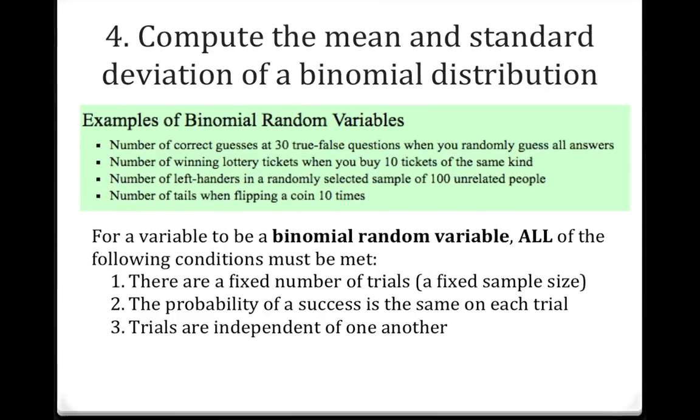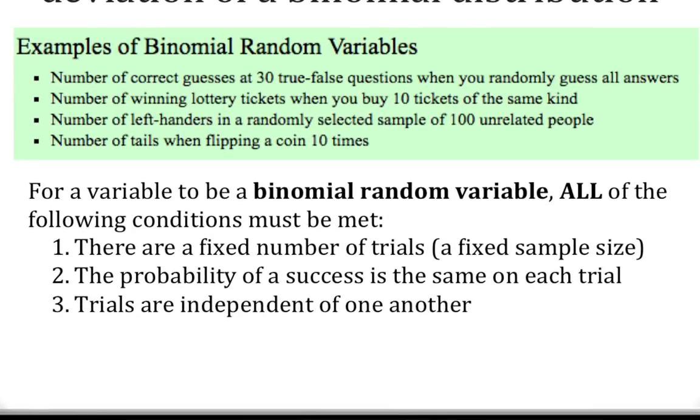Here are a few commonly used examples of binomial random variables. The number of correct guesses at 30 true-false questions when you randomly guess all answers. We have a fixed number of trials, n equals 30, because there's 30 questions on the test. The probability of a success is the same on every trial. All of the questions are true-false questions and you're randomly guessing, so the probability of getting any one question correct is 0.50.